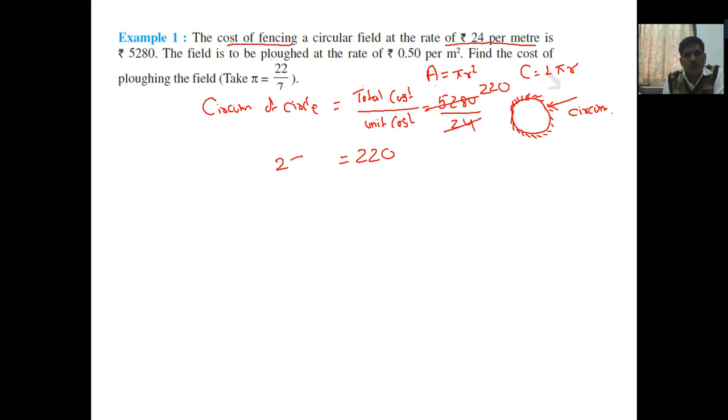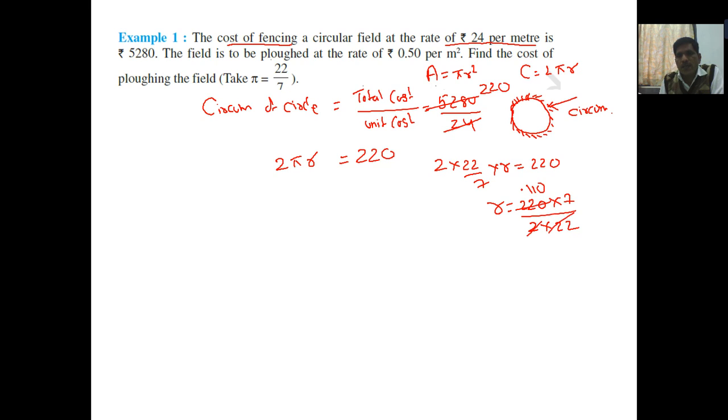Now the circumference of a circle is 2 pi r. So 2 into 22 by 7 into r is equal to 220. So r is equal to 220 multiplied by 7 divided by 2 into 22. So we cut here, again we cut. So the radius is equal to 35 meter.